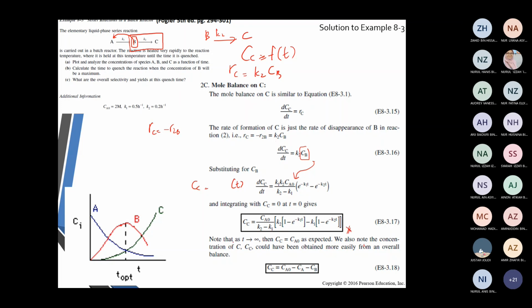Okay, so note that as T become infinite, okay, makin panjang ni, CC ni akan balik kepada CA0 as expected. We also note that the concentration of CC could have been obtained more easily from an overall balance. So sebenarnya guna overall balance ni je lah boleh dapat dah juga. CC is equal to CA0 minus CA minus CB. Okay, it's just that bila you kena buat show the to get in term of function, you kena kembangkan lah satu-satu, you kena derive.